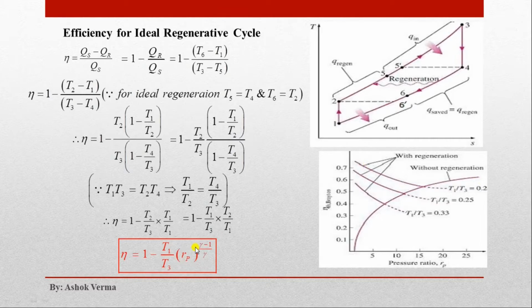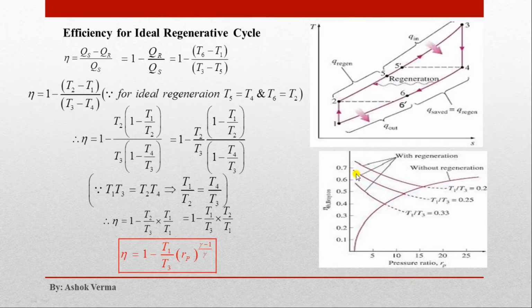But with the regeneration, you can see here if the RP value, the pressure ratio value, will increase, then this is the negative term, so this whole value will increase. So the efficiency will decrease. So here you can see the efficiency of the Brayton cycle with ideal regenerator is decreasing with pressure ratio. This is the pressure ratio and this is the efficiency. So as the pressure ratio is increasing, the efficiency of the ideal Brayton cycle with ideal regenerator is decreasing.